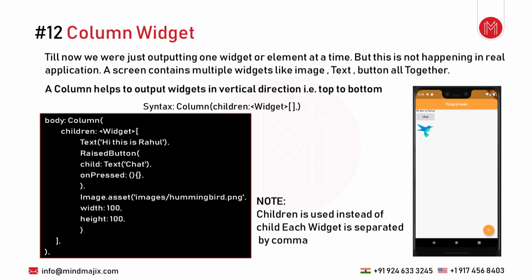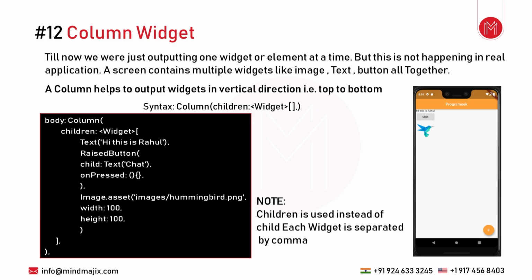We will be talking about two widgets. The first widget is the column widget. If you have noticed, till now we were just outputting one widget at a time. But this is not how it happens in a real application. A screen contains multiple widgets like image, text, and button all together. So for that purpose, a column widget is used because it helps to output widgets in the vertical direction, that is, top to bottom. That is why its name is column.